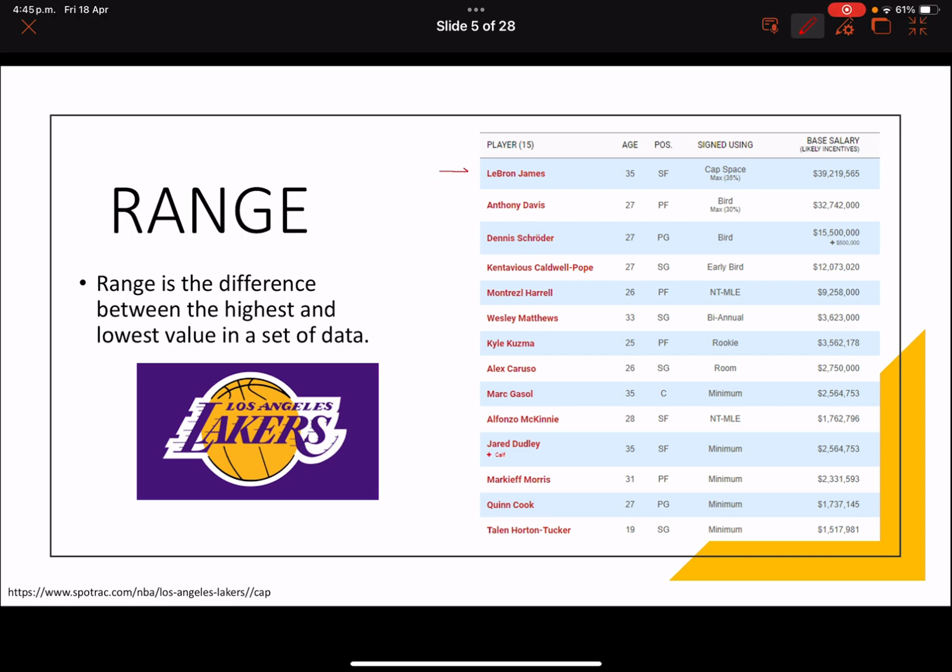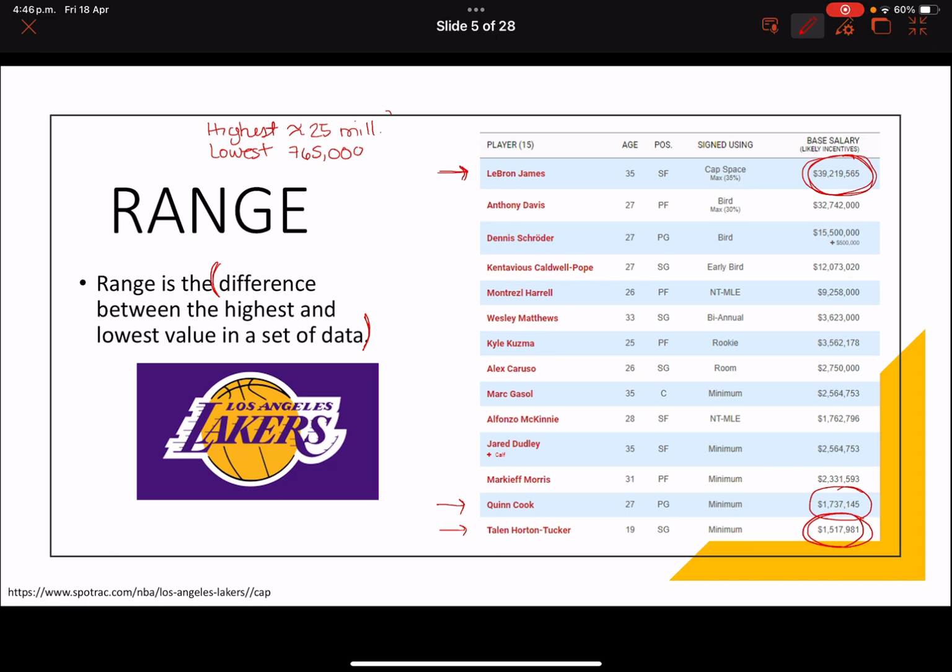If we see LeBron James, for example, this is his salary, $39 million. And on the other hand, we have some people here, Quinn Cook or Talen Horton-Tucker, who are earning around 1.7 or 1.5. So this tells us about the range of the salaries of this sports team. The range is the difference between the highest and the lowest value in the set of data. If we go back to the Kansas City Chiefs, this was the lowest, and I'm pretty sure that the highest is Patrick Mahomes with around $25 million.